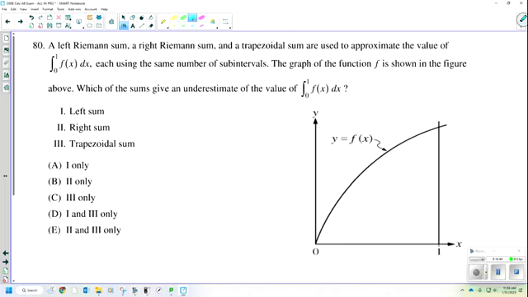A left Riemann sum, a right Riemann sum, and a trapezoid sum are used to approximate the value of the integral from 0 to 1 of f of x. Our graph of f of x is below, okay? Each using the same number of subintervals. So the only difference is the method, LRAM, RRAM, and trapezoid, all right? The graph of the function f is shown in the figure, below and to the right, not above. Which of the sums gives an underestimate of that integral? Okay, so it might be 1, it might be more than 1.